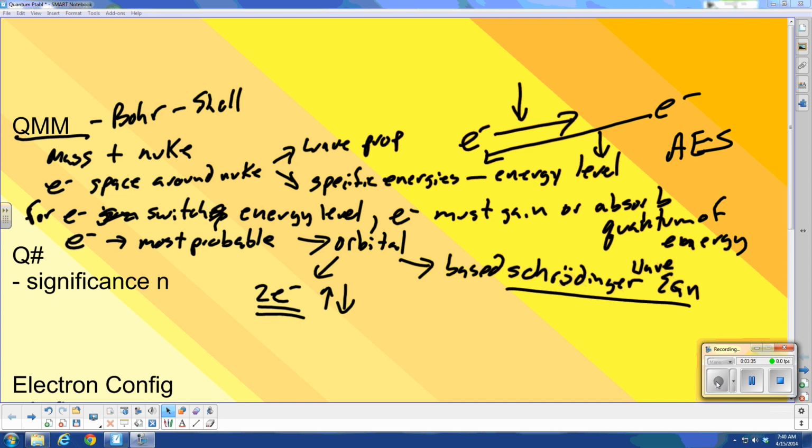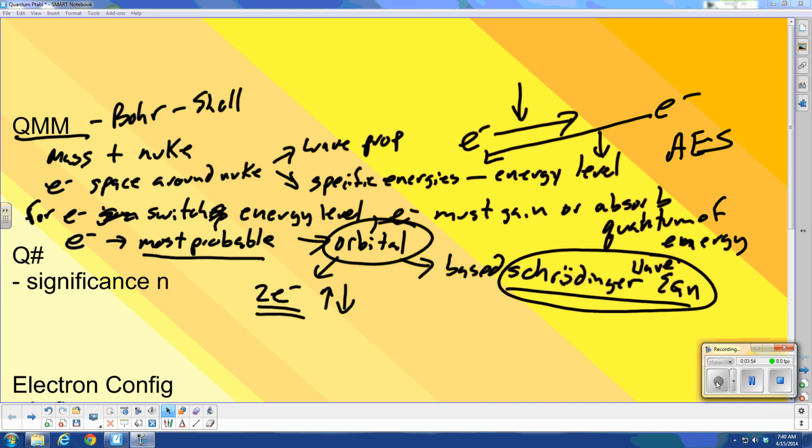Okay, that is essentially the quantum mechanical model. That is the shell model, that electrons have to be in certain places. We really don't know where they are. We can only figure out the most probable location, and that most probable location is an orbital, and everything we know about the orbitals comes really from the Schrodinger wave equation. Good. And out of this, we get this whole idea of quantum numbers.